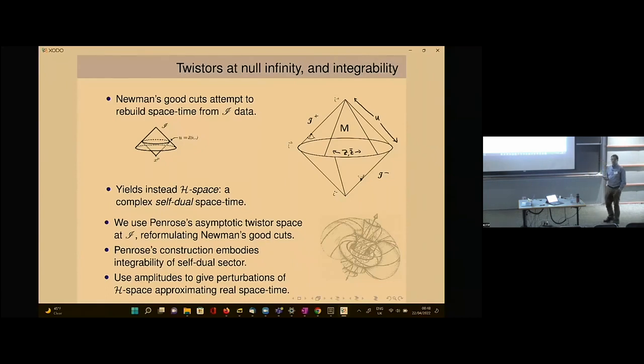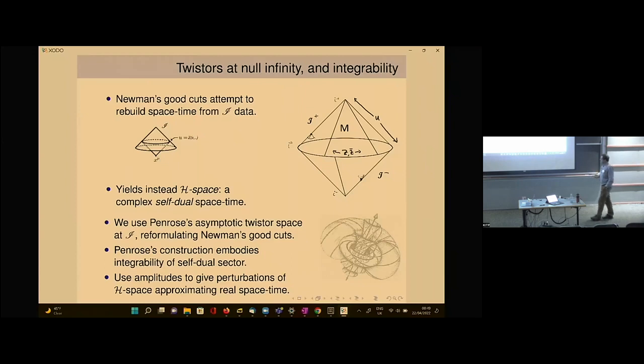But he could construct a 4-dimensional family of them. And what this 4-dimensional family turns out to be is a spacetime that satisfied the Einstein vacuum equations, but it was complex and its Weyl tensor was self-dual. It was in some sense circularly polarized. So this H-space encodes the self-dual gravitational data. It is, so to speak, that half of the spacetime that you first thought of.